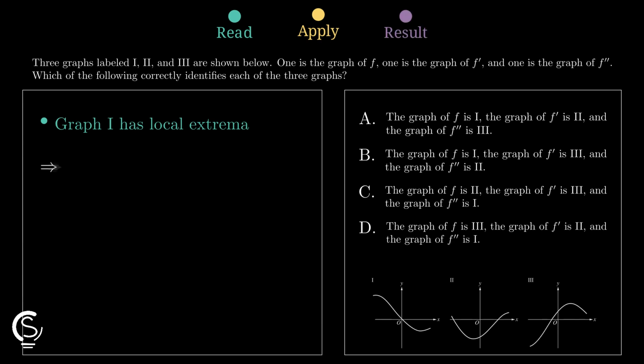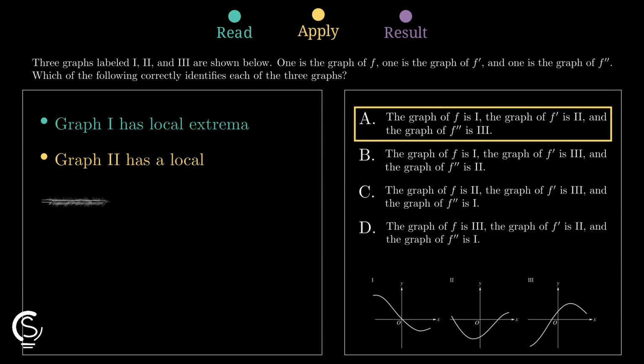Since graph 2 is the derivative of 1 and 3 is the derivative of 2, the sequence is perfect! Option A is our winner!